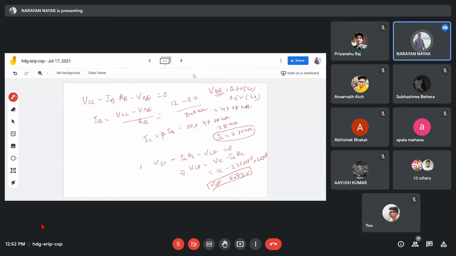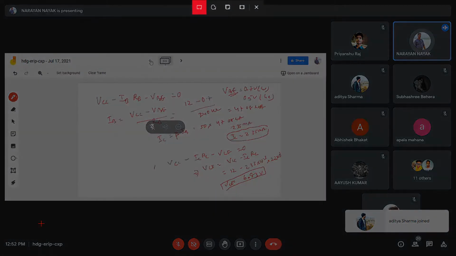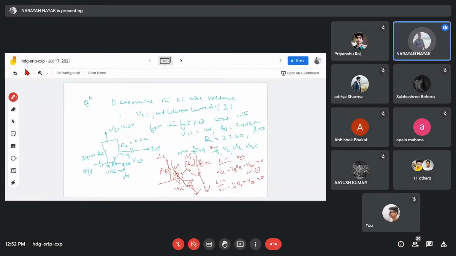Now what is the next value you have to find out? You have to calculate IB, but you have already calculated IB. Determine the DC bias voltage VC and IC, which you have already calculated. So now you have to calculate VC, VB and VBC.